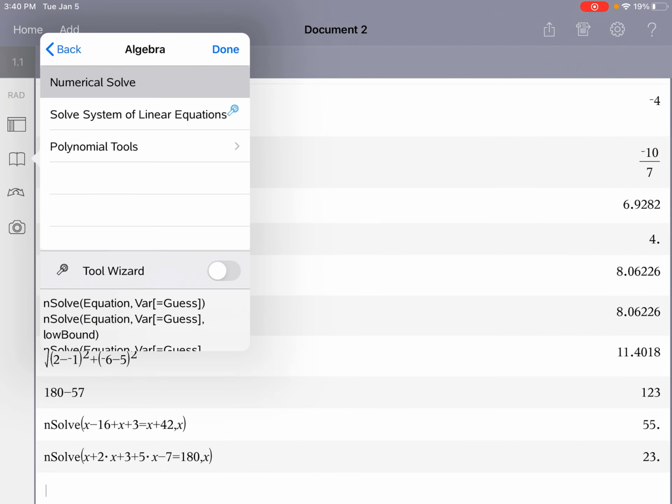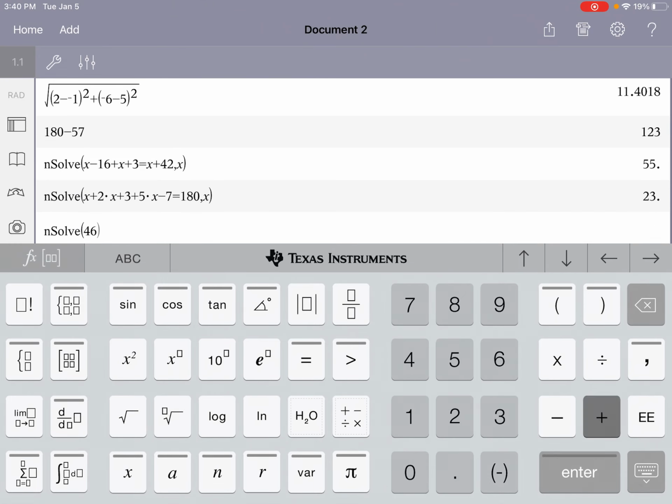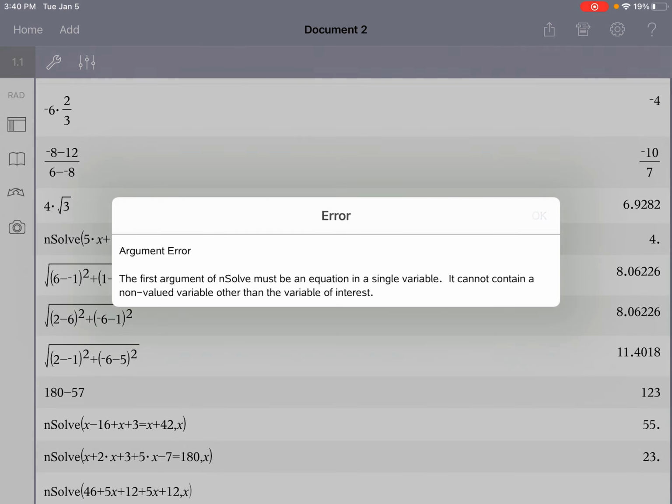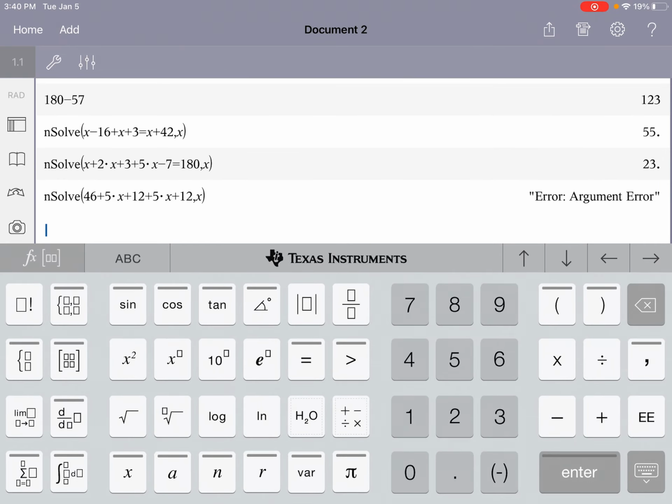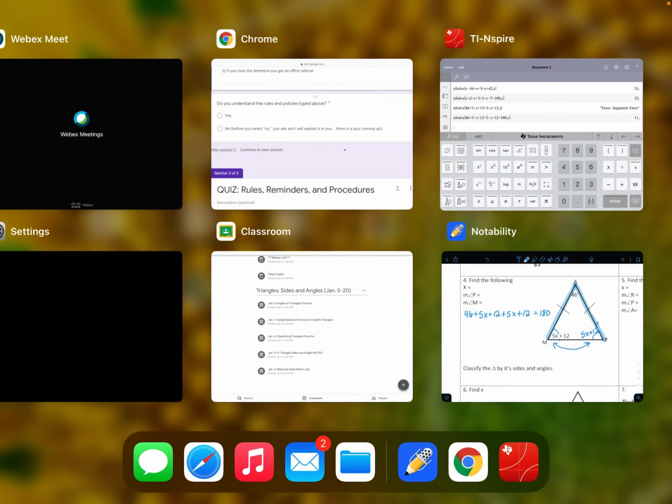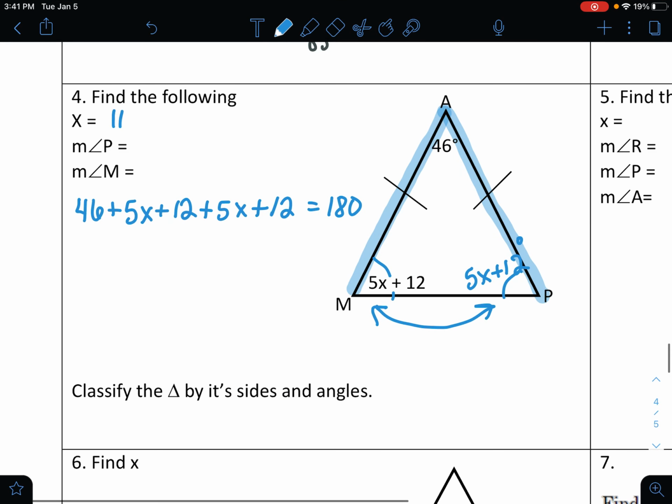Okay, so again, we're going to go over here and solve. We have 46 plus 5x plus 12 plus 5x plus 12, comma x. And, uh-oh, messed up. I forgot to put equals 180. Sorry about that. I gotta type the whole thing again. Come on, I can copy that. There we go. Okay, and I forgot to put the equals 180. So hopefully that helps you. If that ever happens to you, that's what happened. And so we get 11 for x. So x equals 11.